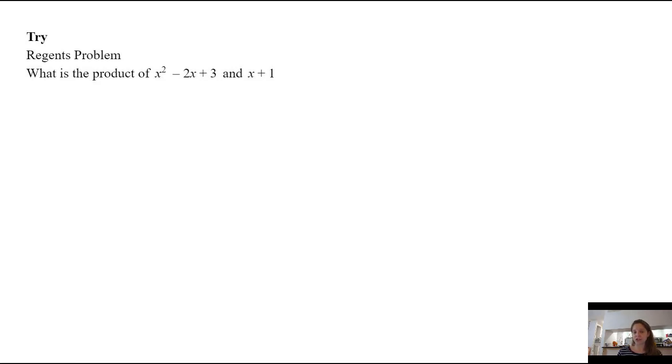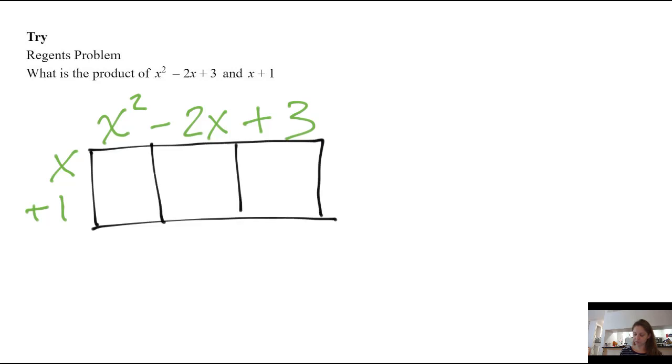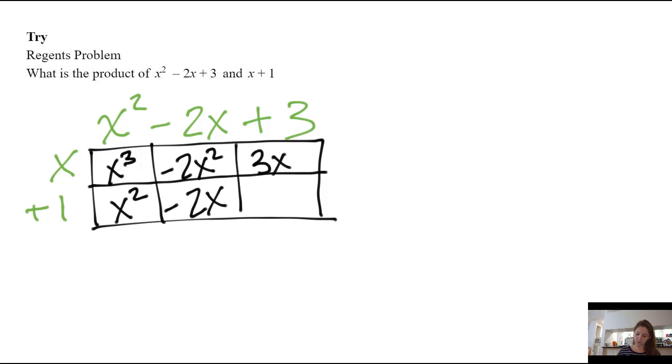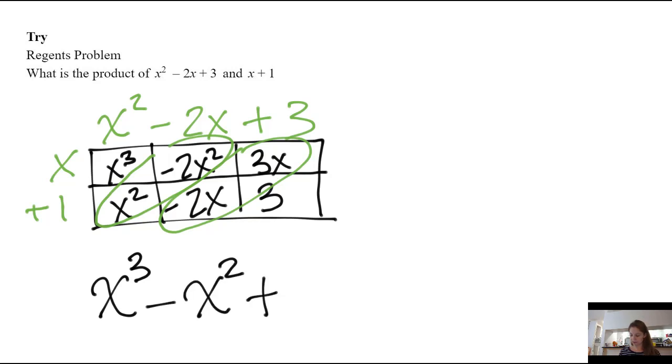Here's a problem that appeared on a Regents exam. What is the product of x squared minus 2x plus 3 and x plus 1? I'm going to choose the box method. I like the way it sets everything up very visually. Like terms are on the diagonals. I'm going to keep everything organized this way. So as I fill this in, I get x cubed, x squared, negative 2x squared, negative 2x, 3x, and 3. My product is x cubed minus x squared plus x plus 3.